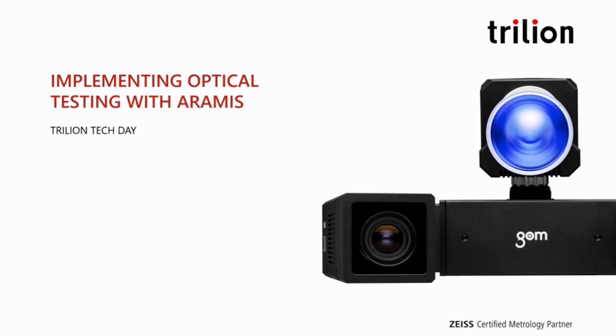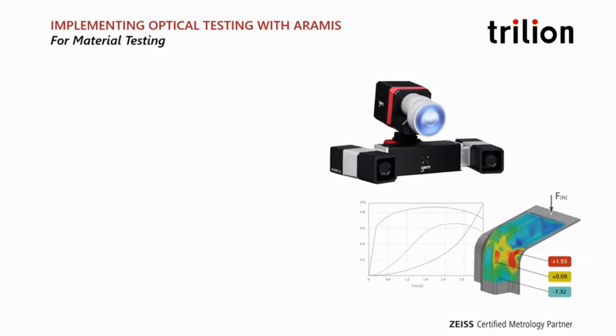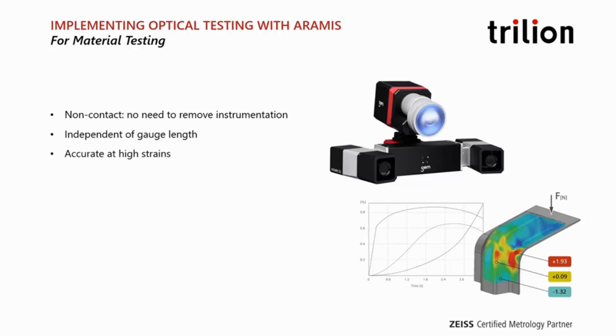So with that, we'll go into how you would implement the Aramis system. First of all, we'll highlight some of the benefits, I guess, that we just covered. And in essence, it's a non-contact method of acquiring data. There's no need to necessarily reset like you would using a strain gauge or something of that nature. You can continue testing with all the methodology that you already have, but at the same time, it's independent of the length of that strain gauge.